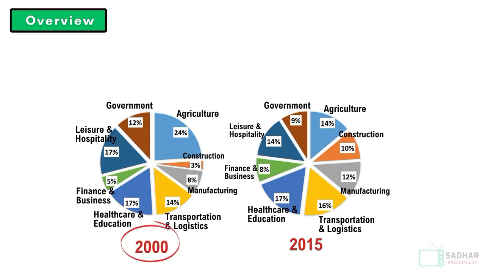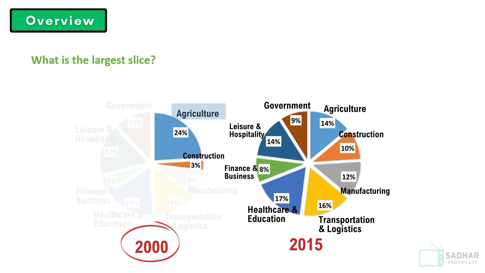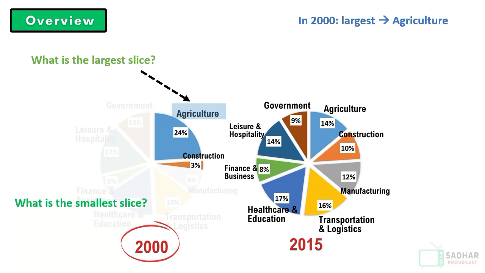Right, let's take a look. This is the year 2000. And then we see what is the largest slice. Now let's learn. Here we go. The largest slice is agriculture, which is 24%. So let's take note there. In 2000, the largest is agriculture. And what is the smallest slice? It's there, which is the construction, which is only 3%. Let's take note, smallest is construction sector.